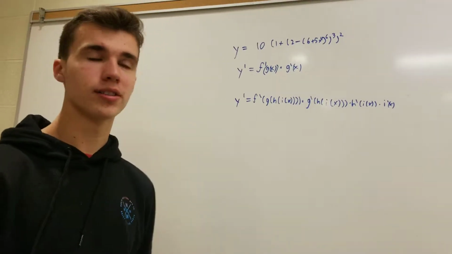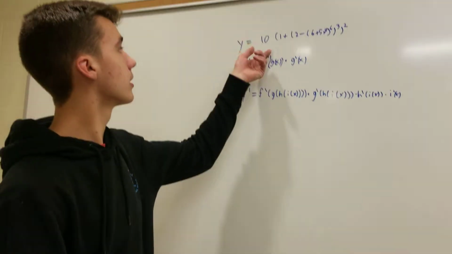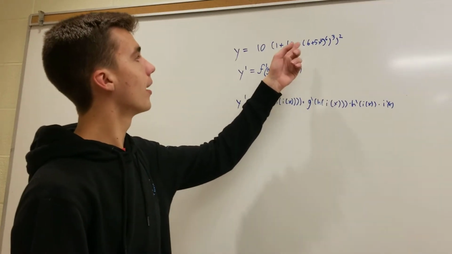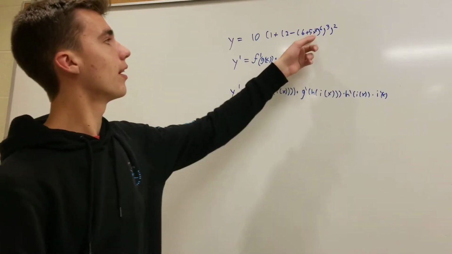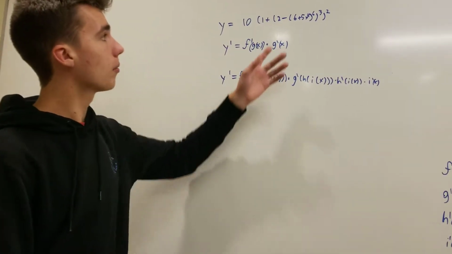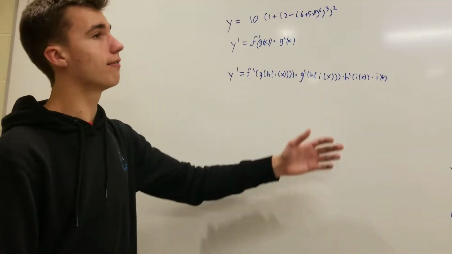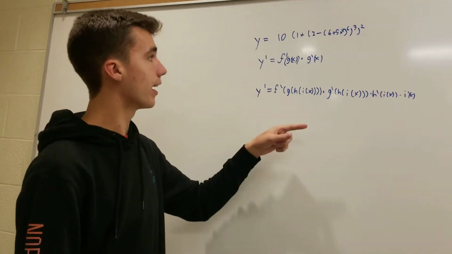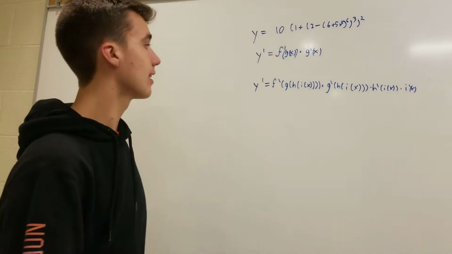For the final question, I was given the function y equals 10 times (1 plus (2 minus x plus 5x squared) to the power of 6) to the power of 3, all to the power of 2. And normally this would be a function within a function, so we use the chain rule: f prime of g of x times g prime of x.